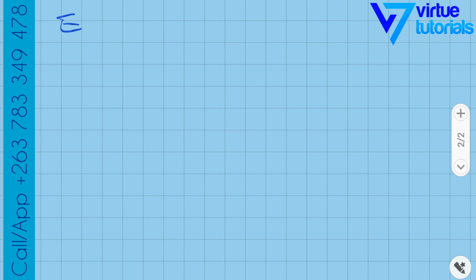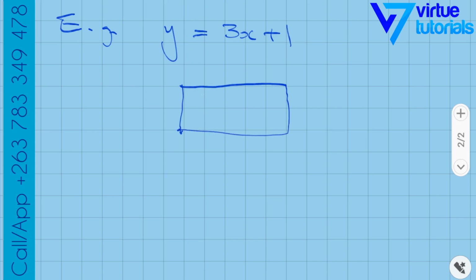Let's say, for example, we've got the equation y is equal to 3x plus 1, right? This is an equation of a line, and we're asked to draw this line. For us to draw this line, we must know 2 or 3 points that the line passes through, right? So how do we do that? Usually you draw a table of values. Okay, you draw a table of values where you're going to put your 2 or 3 points.